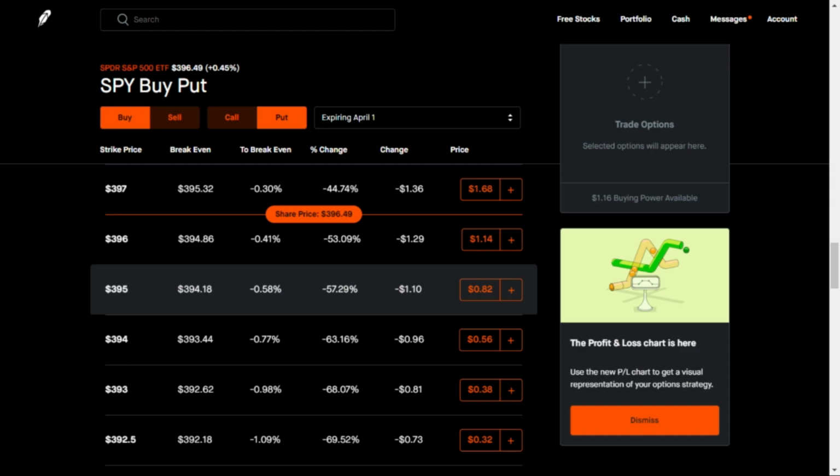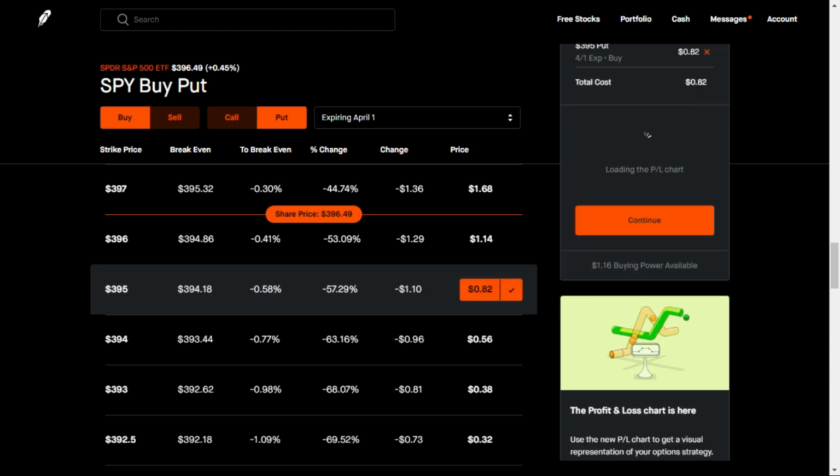The seller and I are agreeing on me believing that it's going down to 395, which is the strike price. For me to play this option, it costs 82 cents times 100, which is $82. Okay, let's click on it.